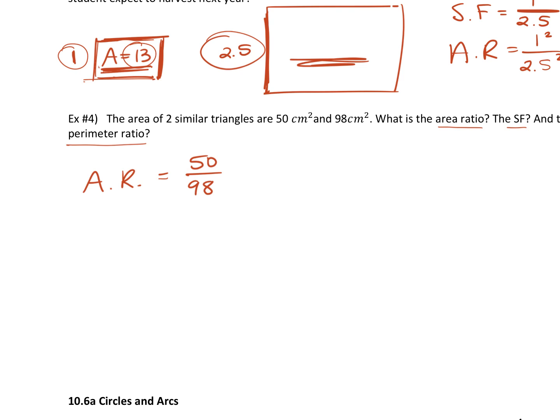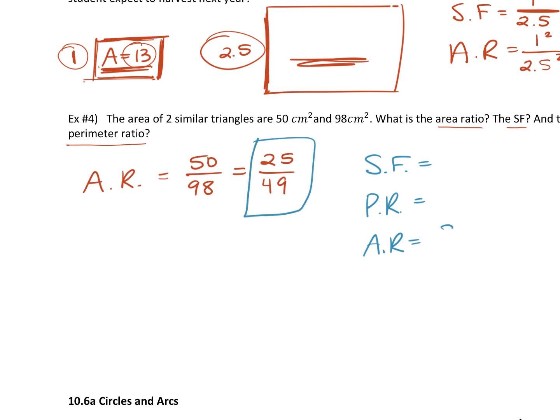What do you always have to do to a ratio? Reduce, right? We have to reduce first. So 50 over 98 would be 25 to 49. Okay, so now let's think about this. We said you have a scale factor, you have a perimeter ratio, and you have an area ratio. This one is given, the area ratio, 25 to 49.